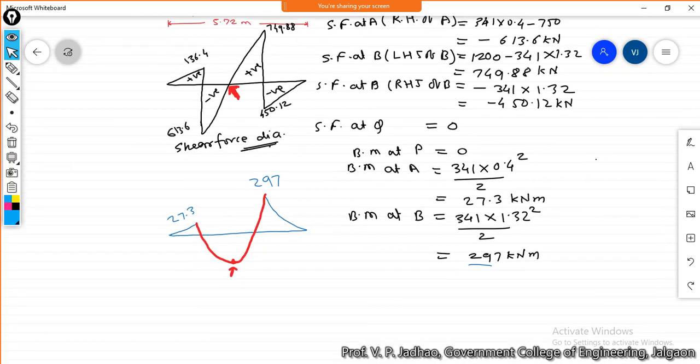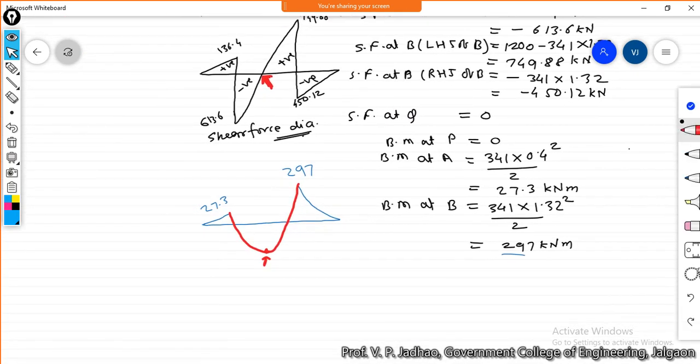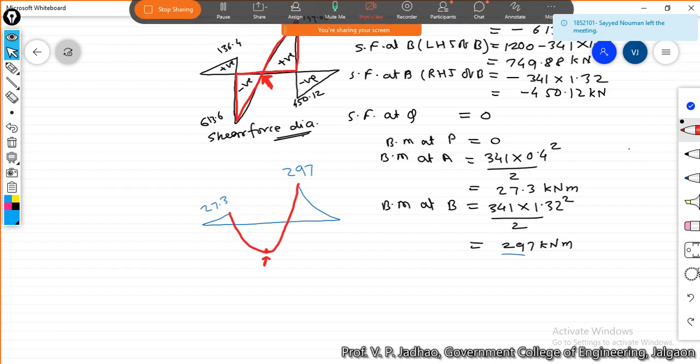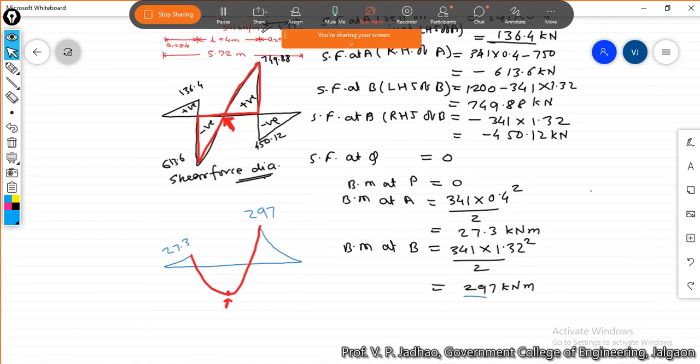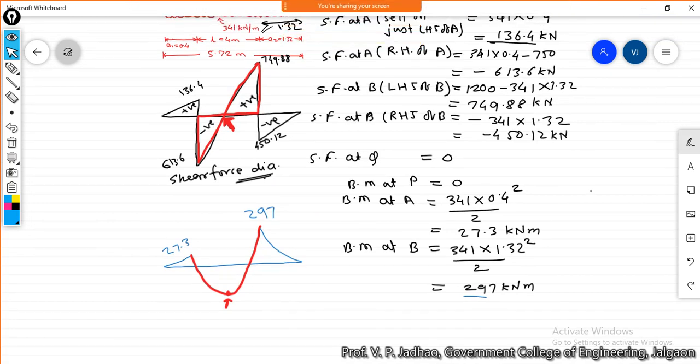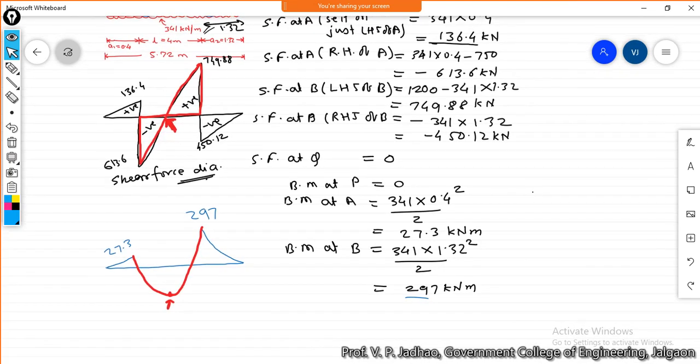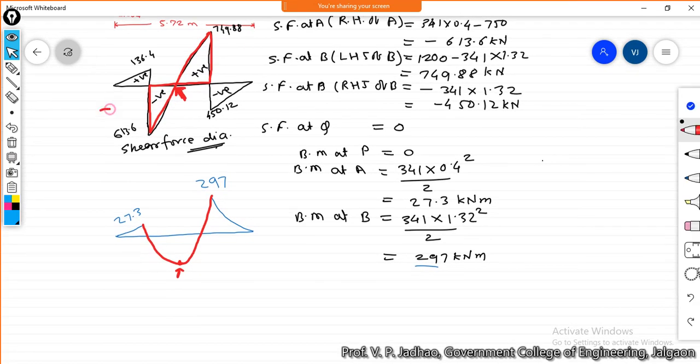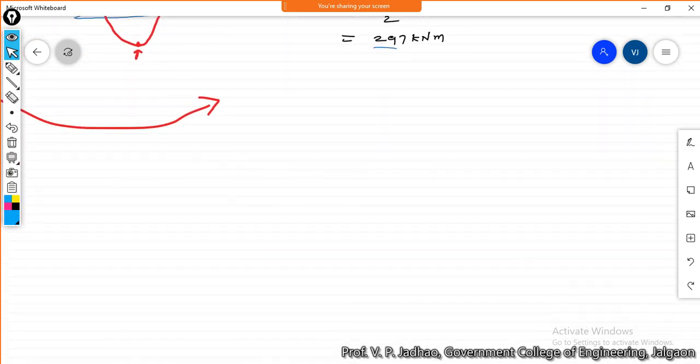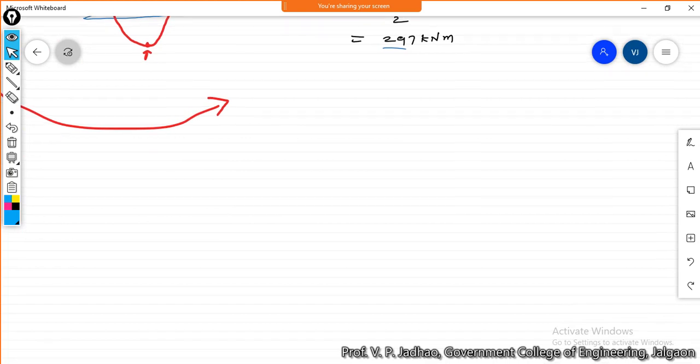Now how we can find out this particular point? We know these two triangles for this shear force diagram. By using similarity of triangles we can find out the position of this zero shear. I'll draw this particular triangle here. So these two triangles will be something like this.